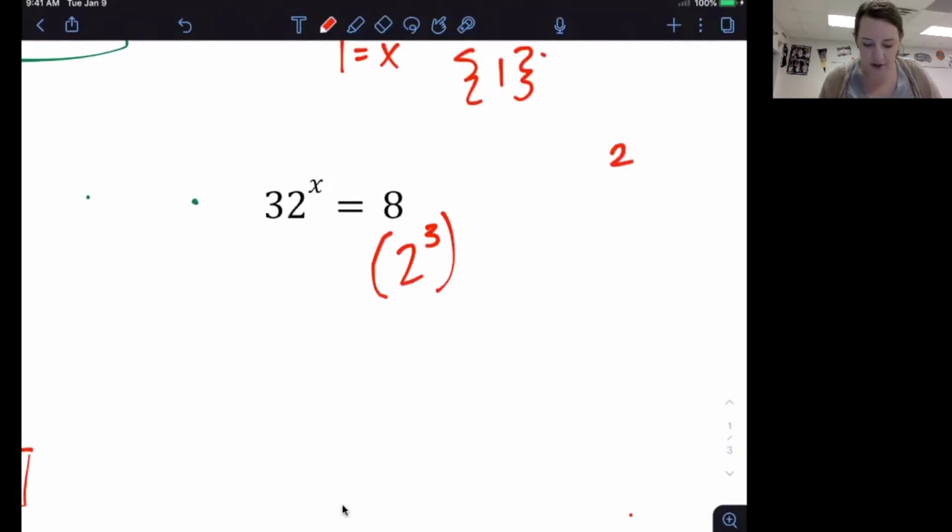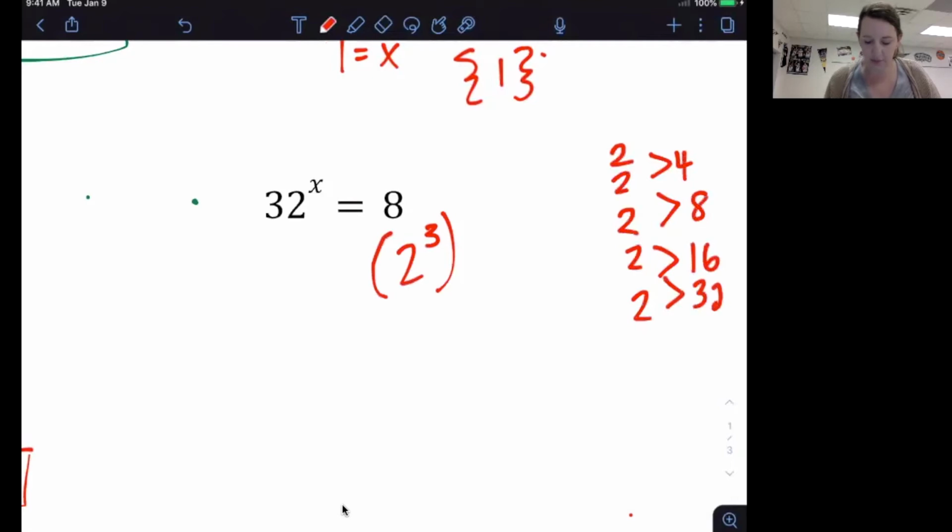So I know 2 times 2 is 4. 4 times 2 is 8. 8 times 2 is 16. And 16 times 2 is 32. So I see right there that I have 5 2's multiplied together to get me a 32. So I can write 32 as 2 to the 5th power. Remember, I just replaced the 32 with this.